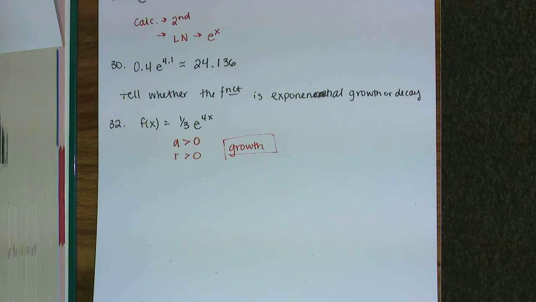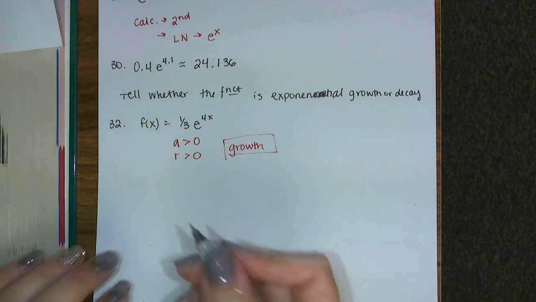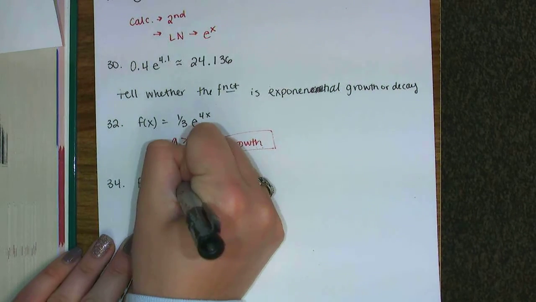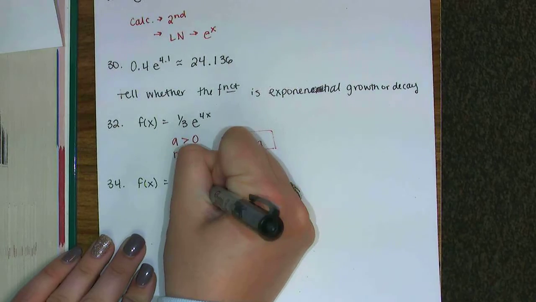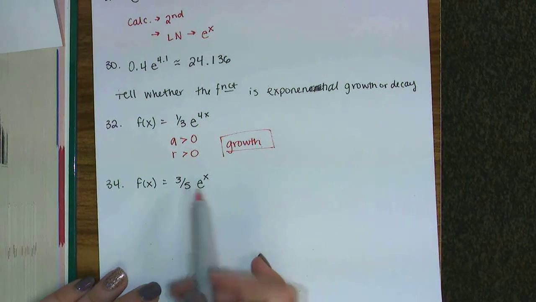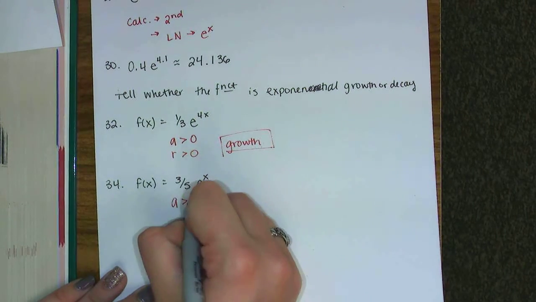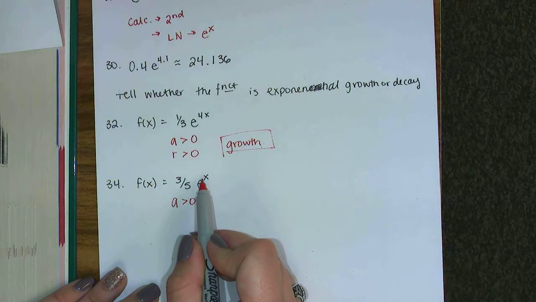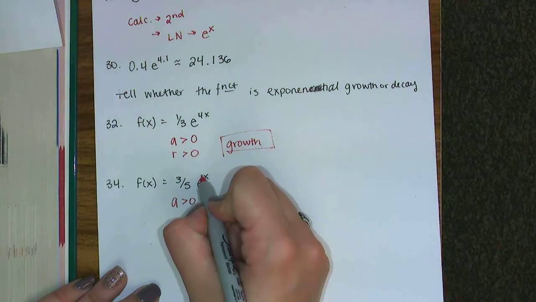Let's see, 34. Do 2 more. 34, f of x is equal to 3/5 e to the x. Alright, A is 3/5, so A is greater than 0. R, now, we don't see an R immediately here, but we know that there's an imaginary 1 here, which is R, so R is also greater than 0, so again, we have a growth function.